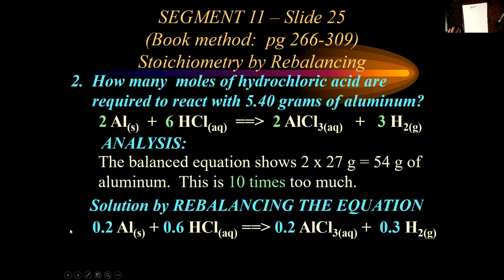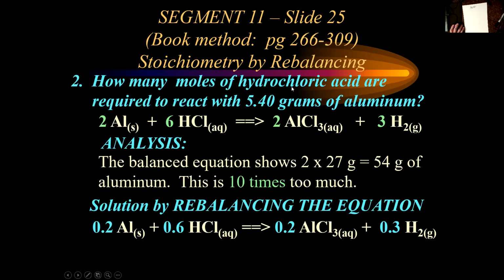Now, let's divide every coefficient by 10. I get 0.2, 0.6, 0.2, 0.3. I've rebalanced the equation now, but the equation, that 0.2 moles of aluminum is 5.4 grams. So I've rebalanced the equation to make it conform to the problem. And when I did that, look at what I got for the answer.